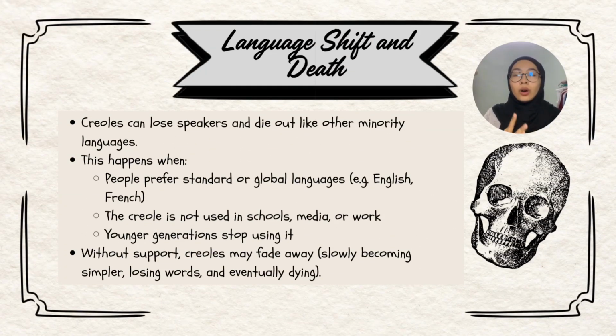For example, in Jamaica, people often switch between Jamaican Creole and Standard English depending on the situation. Finally, let's talk about how Creoles can die out. Like many minority languages, Creoles can disappear if people stop using them, especially younger generations. This usually happens when the Creole is seen as low status, it's not taught in school or used in the media, or people choose to speak a more powerful language like English. When a Creole loses its function in daily life, it starts shrinking. Fewer words, less grammar, and eventually it may disappear completely.